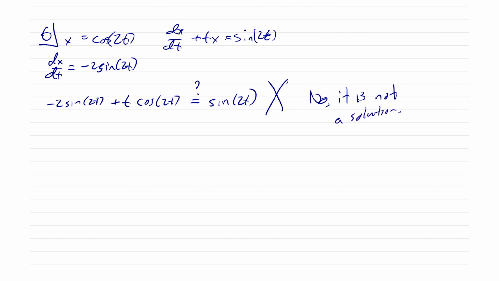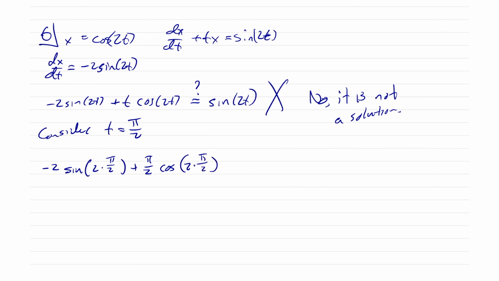If you wanted a more explicit answer for that, just look at something like this. These have to agree on all t, so if I consider t equal to something I can compute, say pi over 2, then I see that it's going to be minus 2 sine of 2 times pi over 2 plus pi over 2 times cosine of 2 times pi over 2.